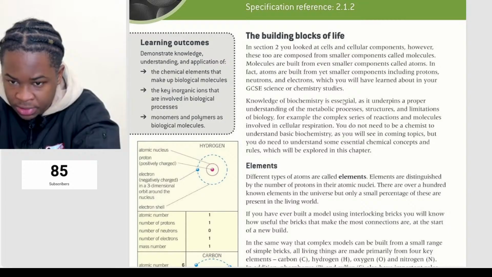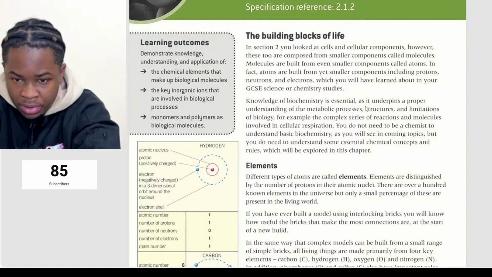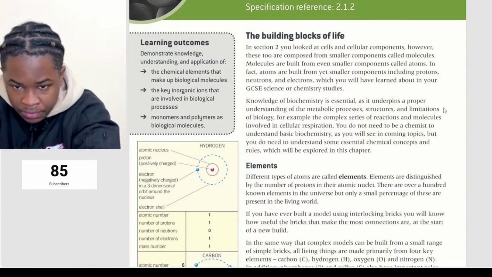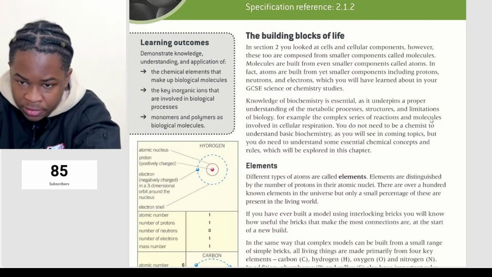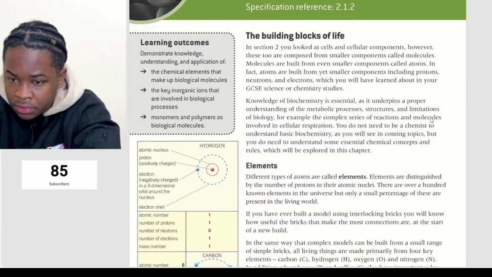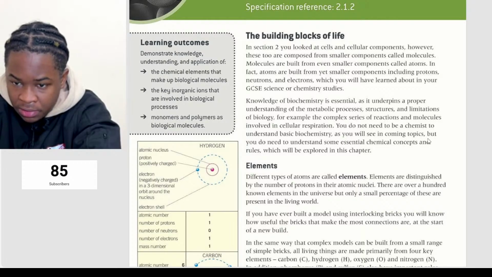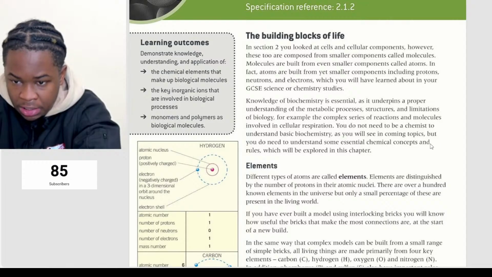Knowledge of biochemistry is essential as it underpins a proper understanding of metabolic processes, structures, and limitations of biology. For example, the complex series of reactions and molecules involved in cellular respiration. You do not need to be a chemist to understand basic biochemistry, as you will see in coming topics, but you do need to understand some essential chemical concepts and rules which will be explored in these chapters.